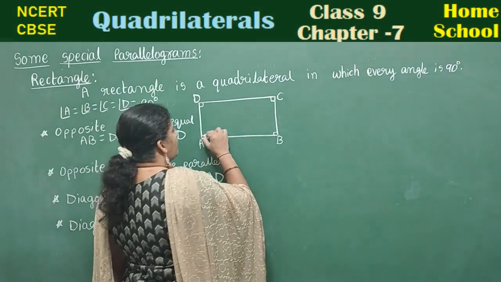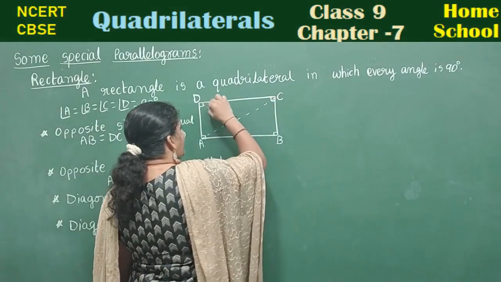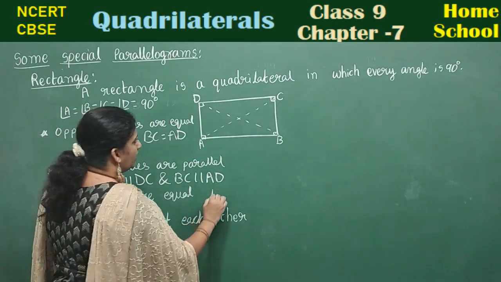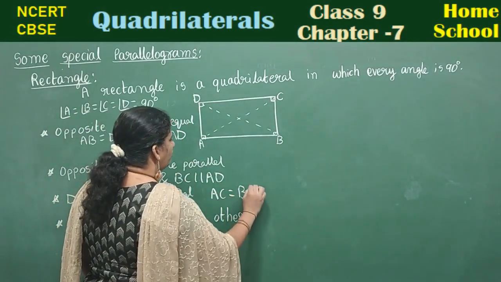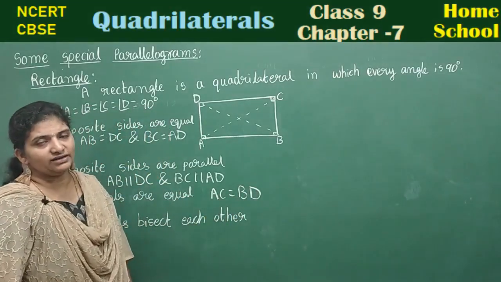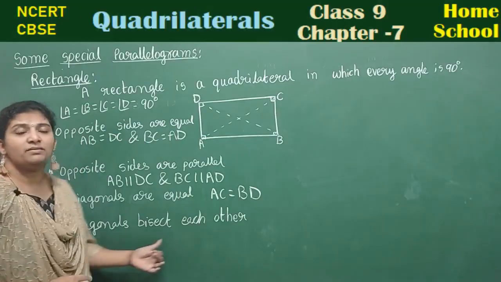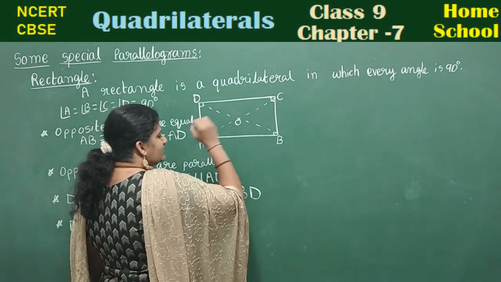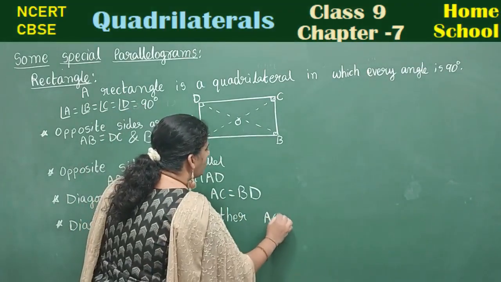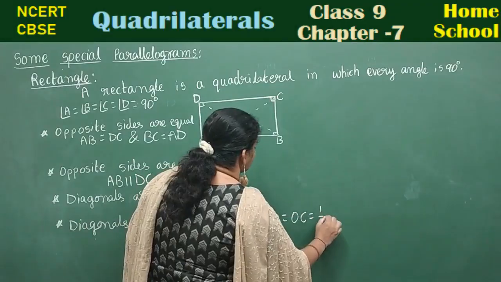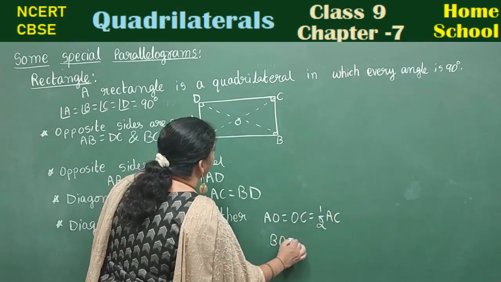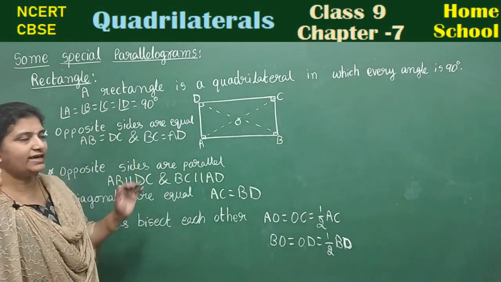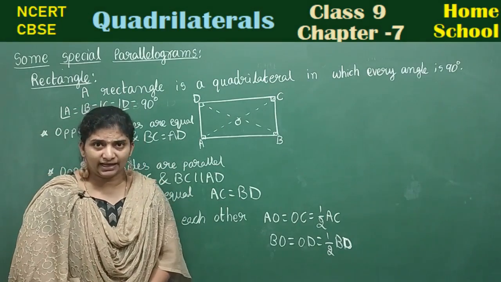Diagonals are equal means, what are the diagonals? AC and BD are the two diagonals. Diagonals equal. AC is equal to BD. The lengths of the two diagonals are equal. Diagonals bisect each other. When they bisect each other, they intersect at a point O. AO is equal to OC, that is half of AC, and BO is equal to OD, that is half of BD. So once again, let us recollect what all the properties of a rectangle are.